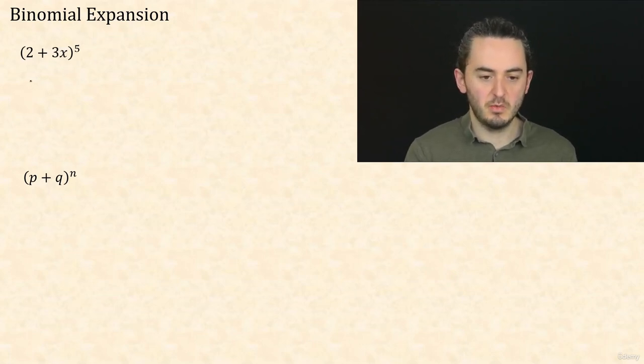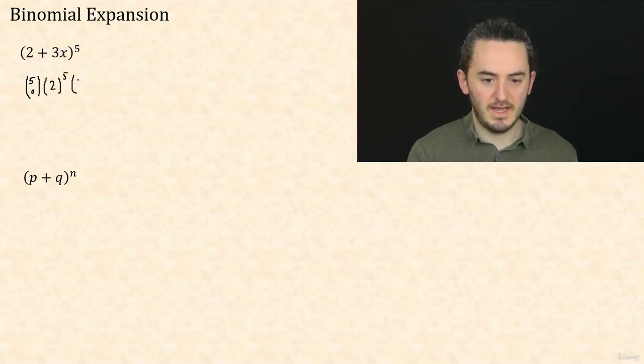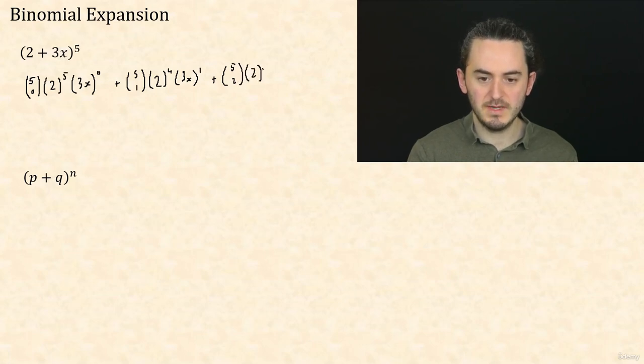So as a reminder, we take 5 choose 0 initially, and then we're going to have all the 2's, so 2 to the power 5, and none of the 3x's. And then in the next term, it's going to be 5 choose 1. And then we'll have all of the 2's apart from 1, so 4 of the 2's, and 1 of the 3x's, and so on. And in the next term, it's 5 choose 2, and we'll have 3 of the 2's, and 2 of the 3x's. And then we just continue this until we're done.